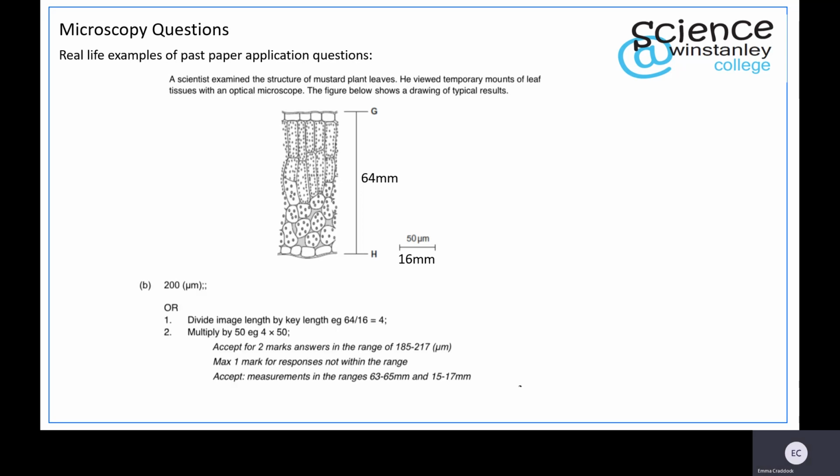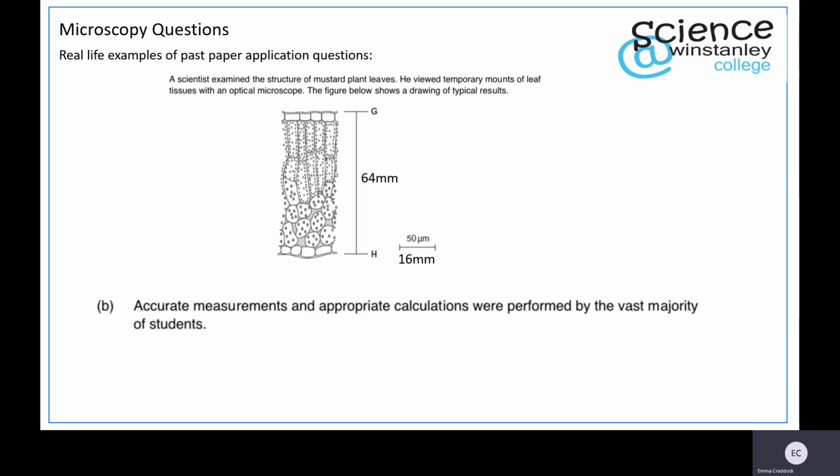So you need to divide the image length by the key length. So you know it's 64 millimeters divided by 16. So it gives you a factor of 4. So G to H is 4 times bigger than your scale bar. You know that your scale bar represents 50 micrometers. So you need to times that by 4 to work out the distance between G and H, which should give you 200. They're generally very kind, and they've given you a range of 185 to 217 micrometers. Most students did well at this, so make sure you are good at these types of questions.